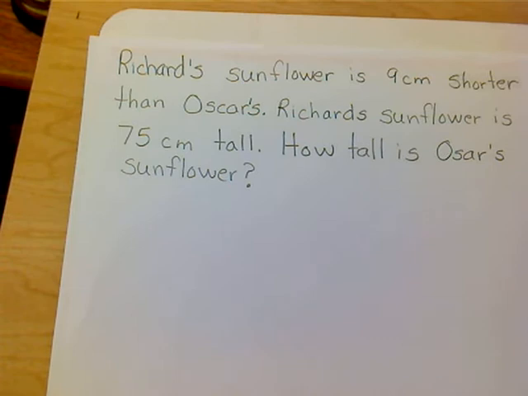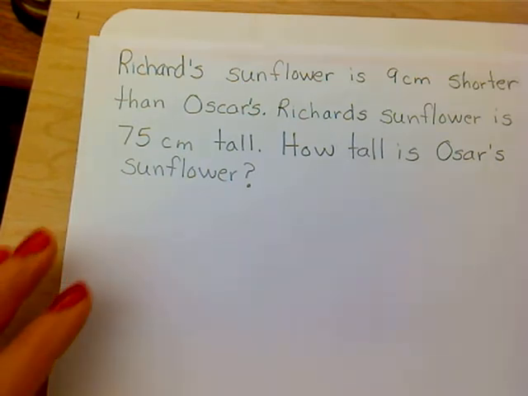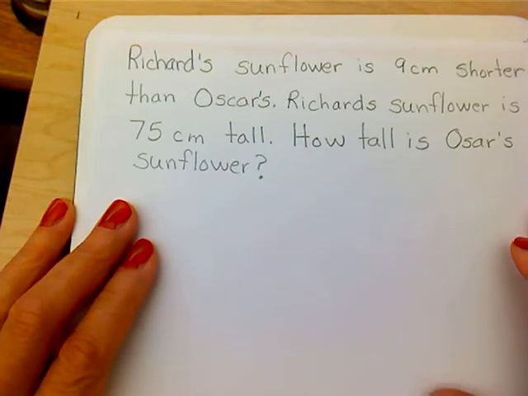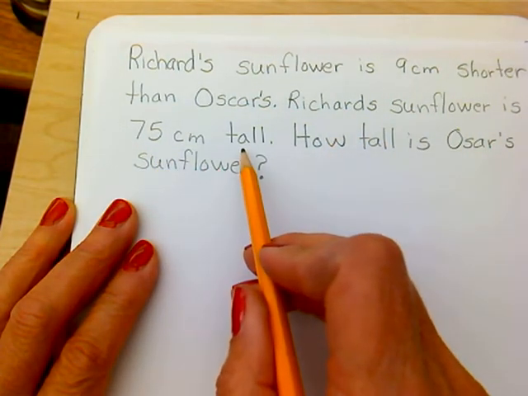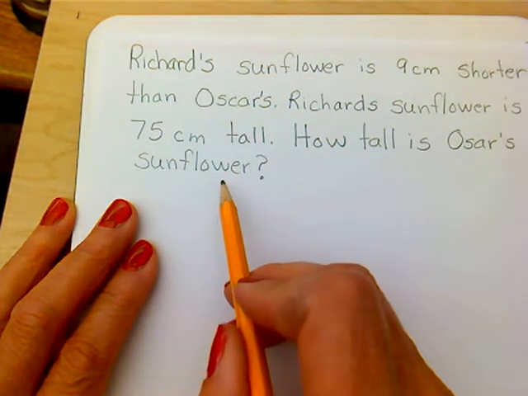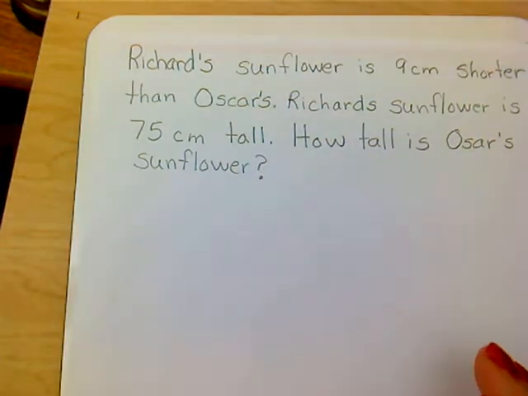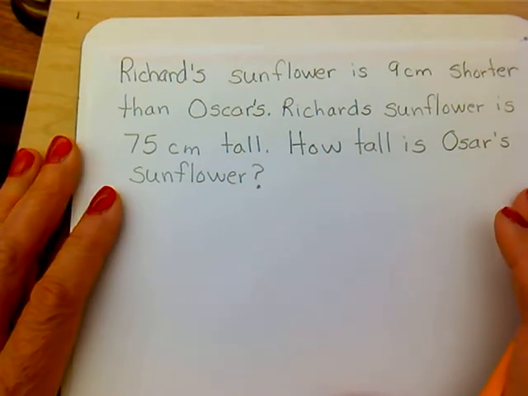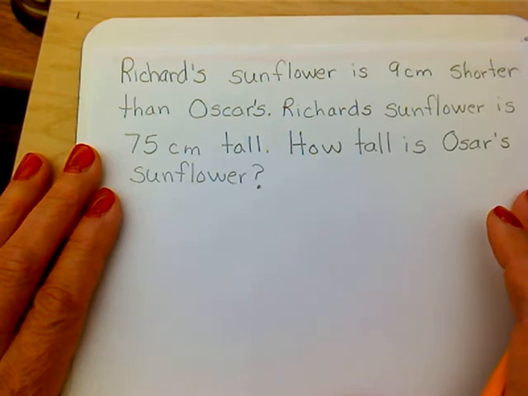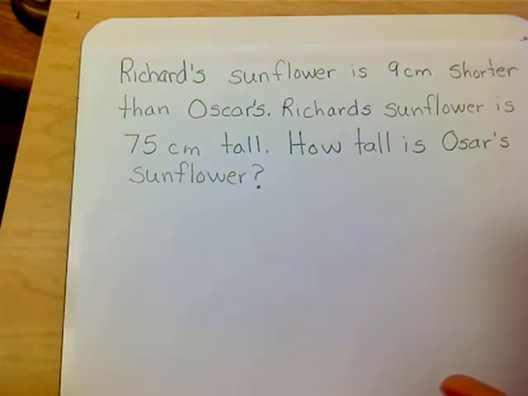So the word problem says, Richard's sunflower is 9 centimeters shorter than Oscar's. Richard's sunflower is 75 centimeters tall. How tall is Oscar's sunflower? So we're thinking about what we're being asked to do, and we are going to be using cubes to help us solve this problem, along with read, draw, and write.